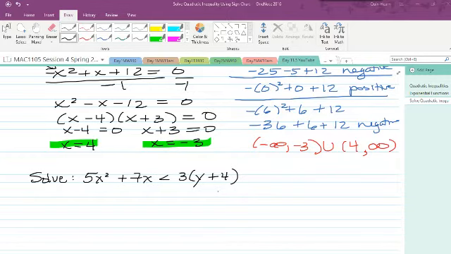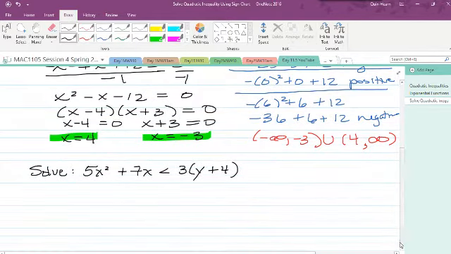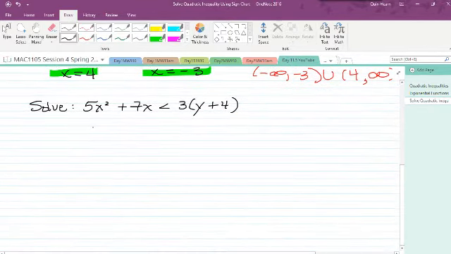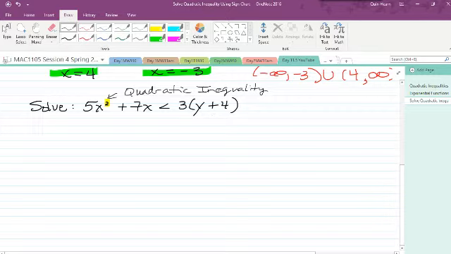Okay, all right, so here's the new quadratic inequality that we're going to solve here. Now, how do I know it's a quadratic inequality? Because of the exponent. There are some videos in my math lab about that you can watch, but I want to focus now on quadratic inequalities specifically.